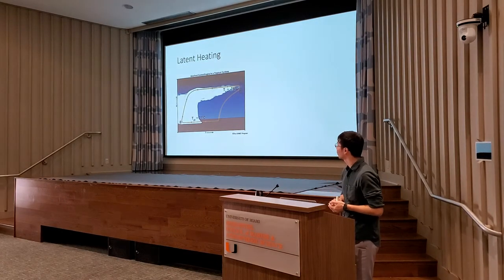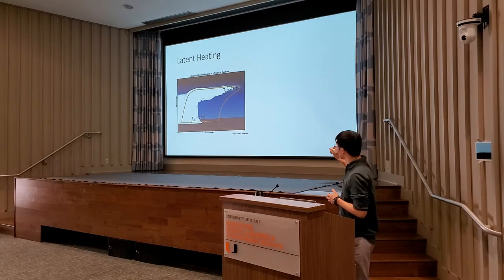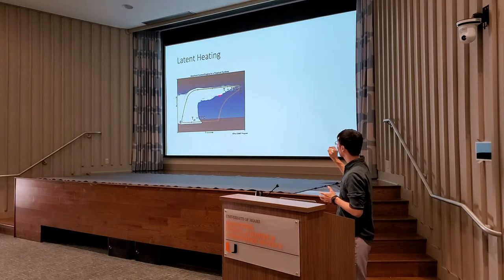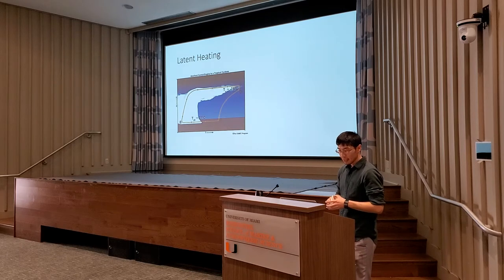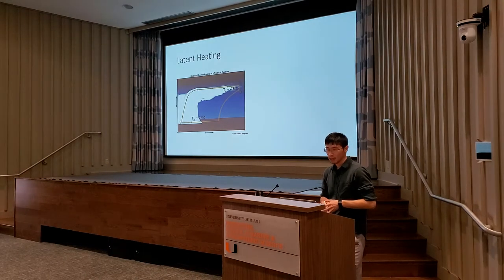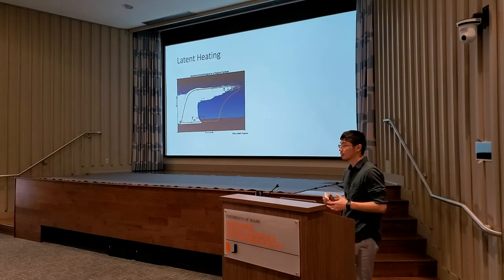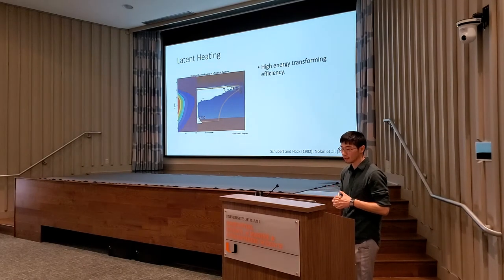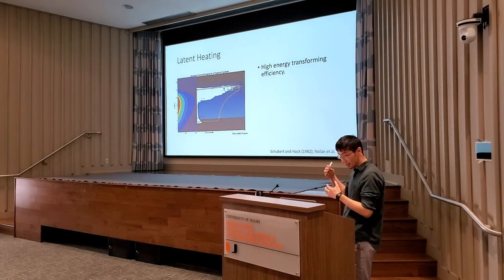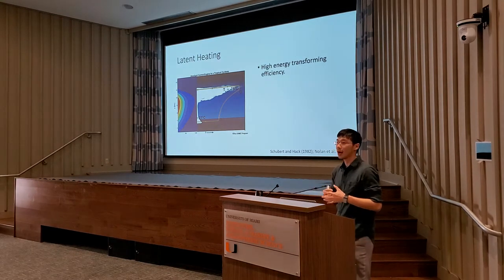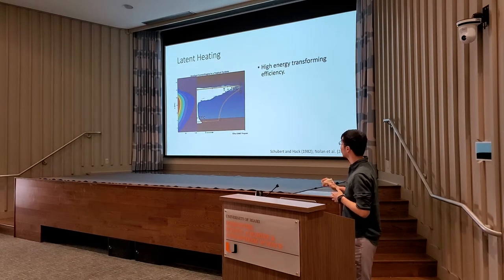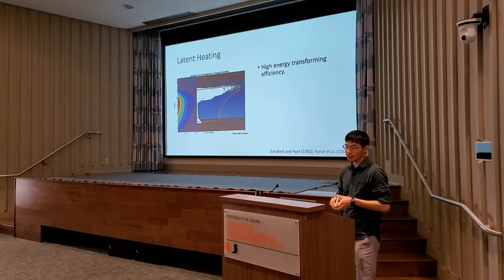Here's a cartoon of a tropical cyclone. The yellow line here is the transverse circulation of the tropical cyclone, from the eye to its environment. Traditionally, latent heating is considered the major energy source for TC intensification. When latent heating is released at different places, it has different energy transforming efficiency. For example, when it is released around a warm core height and near the TC center, it has the highest energy transforming efficiency, compared to if latent heat is released outside the TC or the TC eyewall.